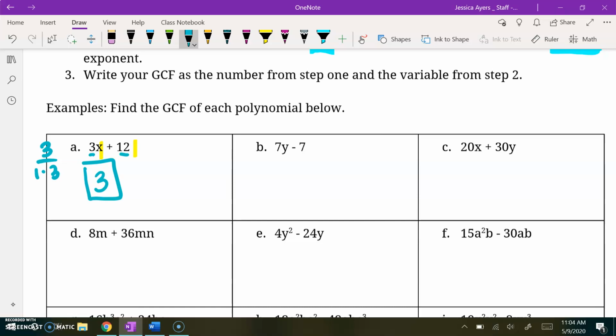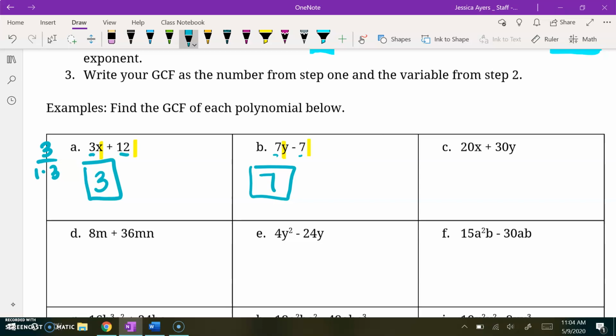When we look at b, we see that both terms are 7. So we just have a 7 and a 7, so we know 7 is part of the GCF. Since there's no y, then we know that 7 is our GCF. You try C.